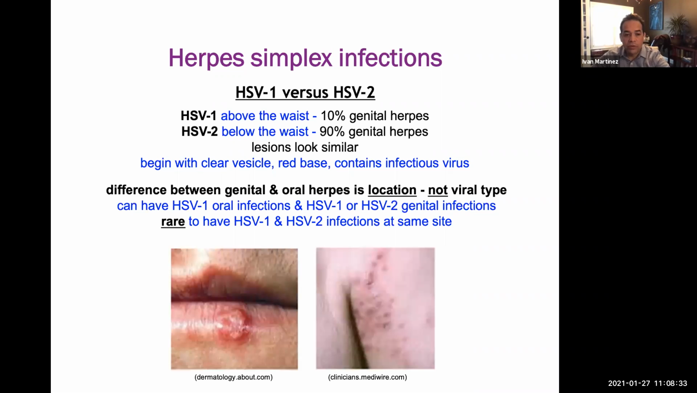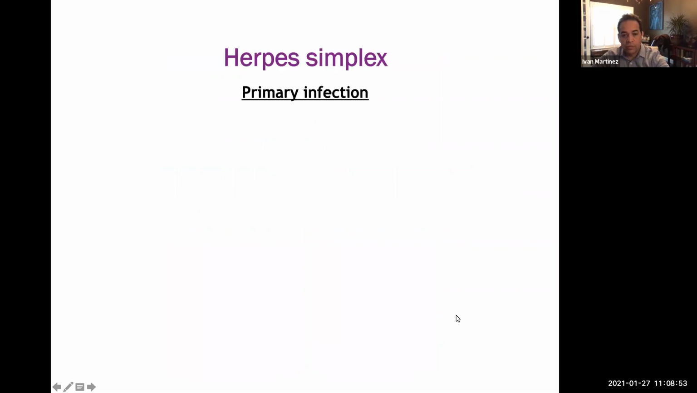So they, of course, cause these benign, clear vesicles with a red base, and this contains infectious viruses. The difference between genital and oral herpes, again, is location, but not the viral type. And you can see here the classic lesion of oral herpes or genital herpes.